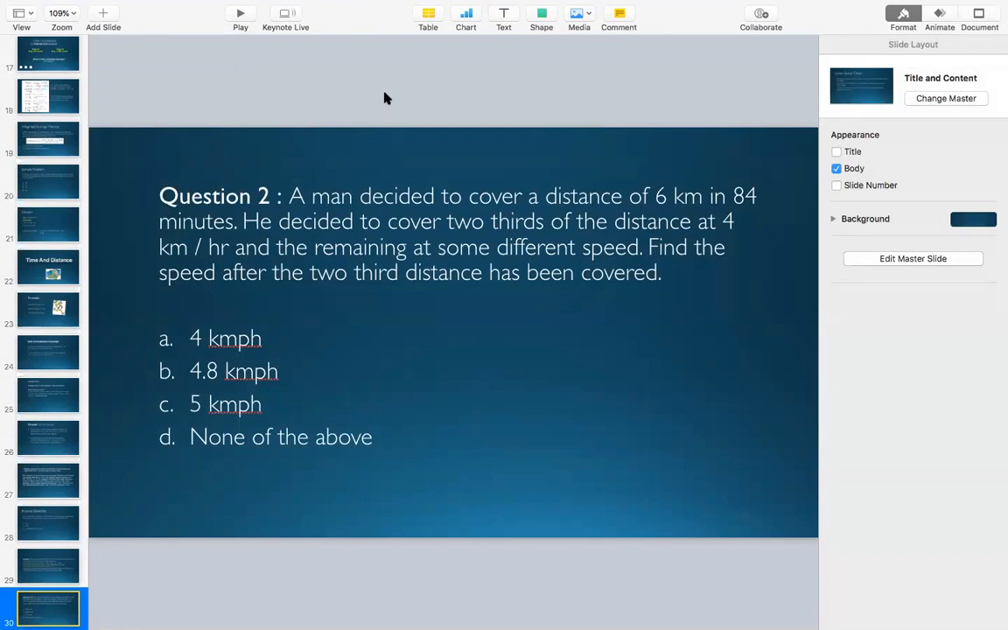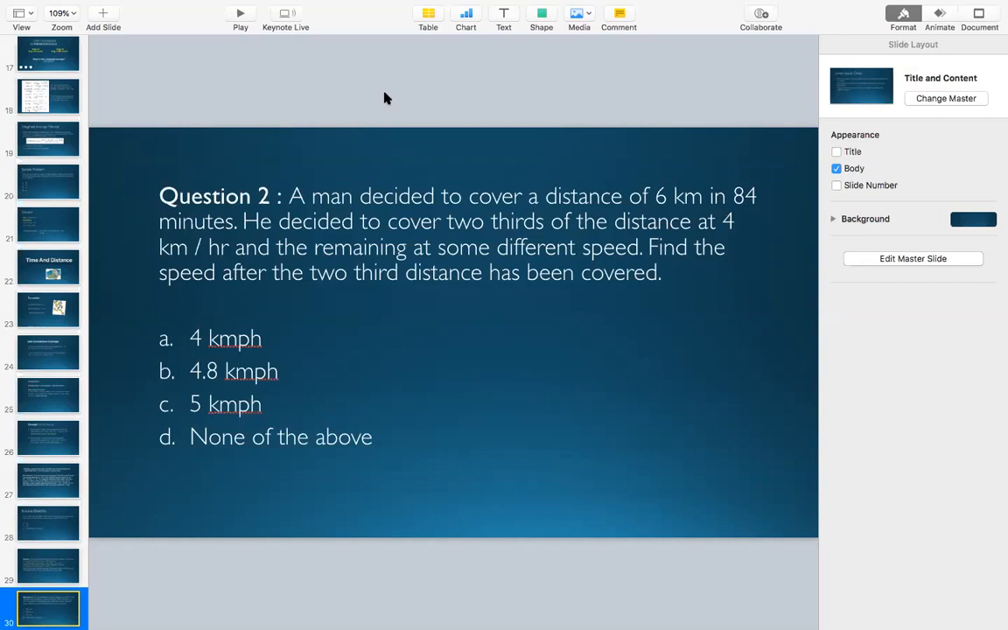He decided to cover 2/3 of the distance, two-third of 6 kilometers. Now 2/3 of 6 kilometers will be nothing but 4 kilometers. So he decided to cover 4 kilometers at 4 kilometers per hour. So he must have taken 1 hour out there. 1 hour means 60 minutes. So out of the given 84 minutes, he has taken 60 minutes. So now he is left with 24 minutes and he is left with a distance of 2 kilometers.